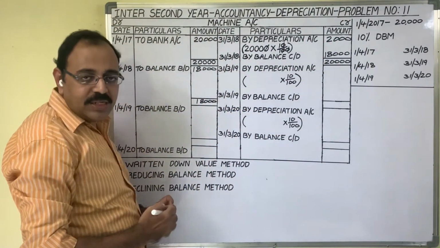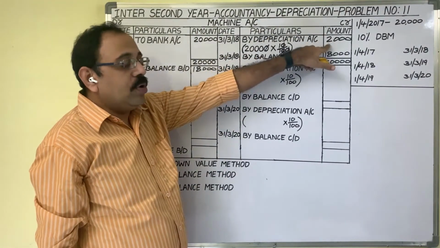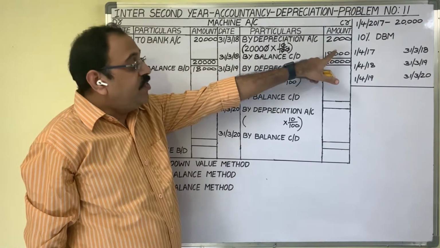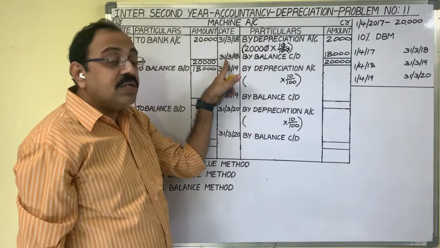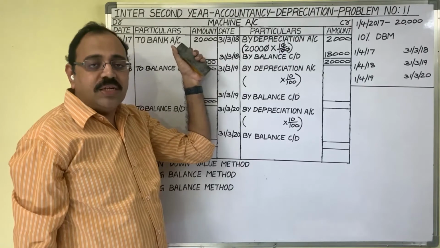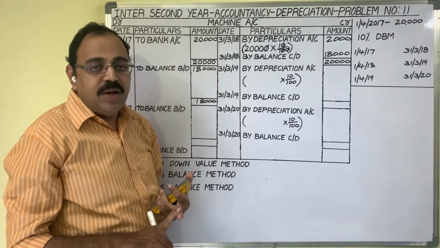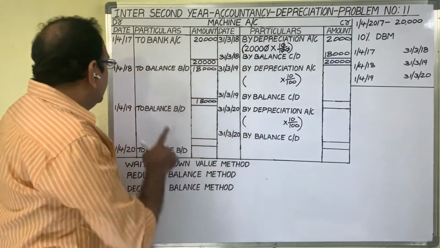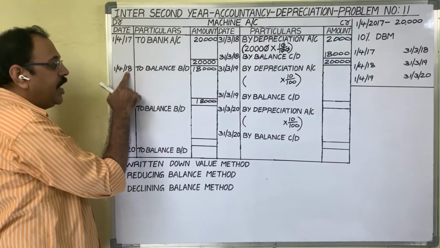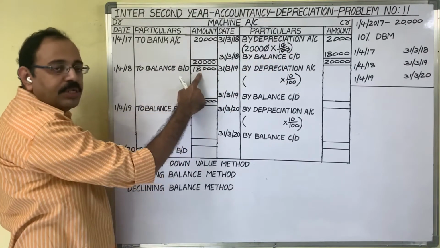Then find the balance carried down. Debit total 20,000 minus credit total 2,000. Balance carried down is 18,000. For balance carried down also write the last date of the first year. So in the first year, there is no difference between the fixed installment method and the diminishing balance method. Now come to the second year. The second year starting date is the immediate next date, 1st April 18. Bring the balance to balance brought down, 18,000 rupees.